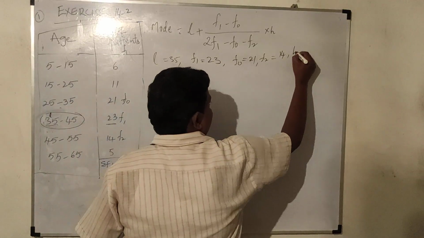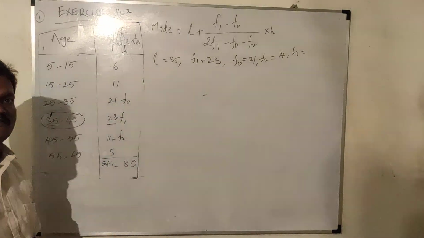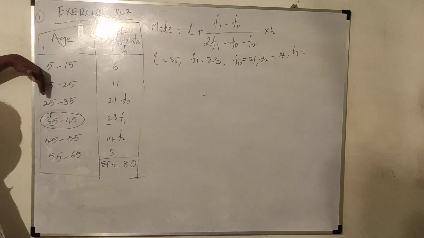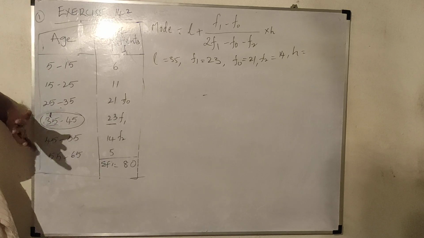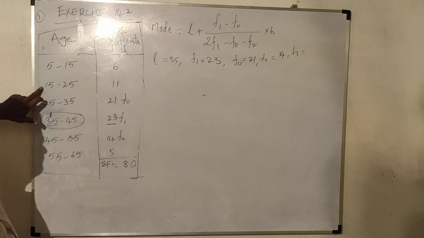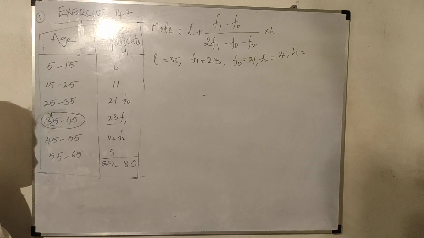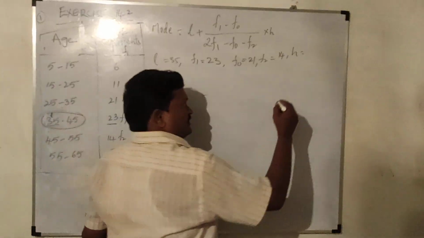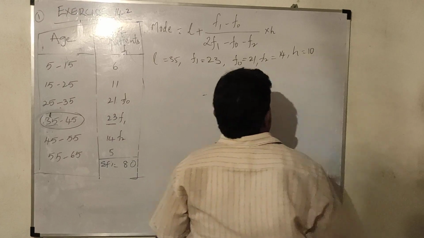And what is the h here? h means the length of the class interval. See the difference of each and every class, it is 10. How will you get it? 15 minus 5, 25 minus 15, 35 minus 25. That is called the length of the class interval, 10.